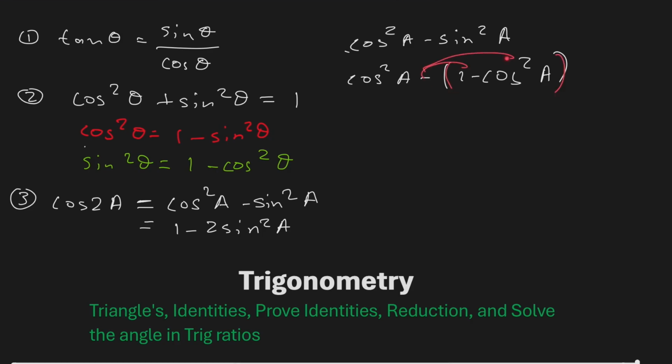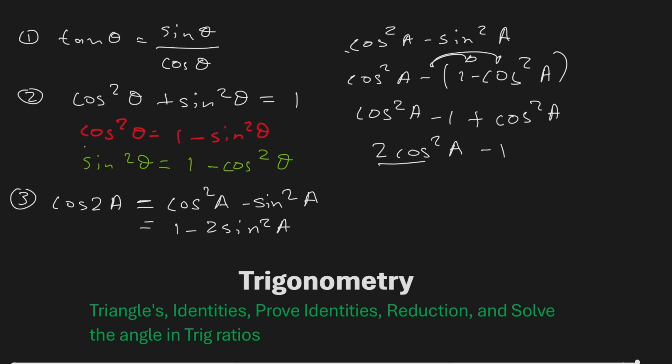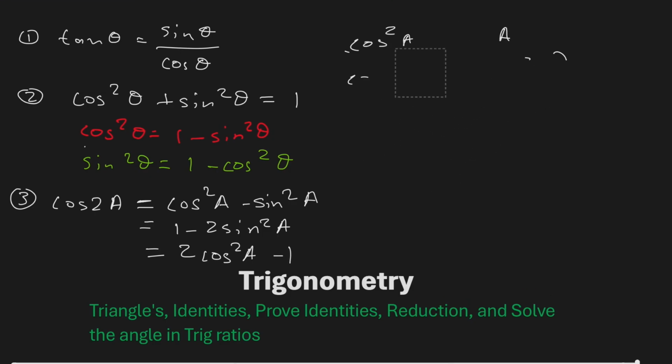If we simplify this, you're going to get cos squared A, and then negative by 1 is negative 1. Negative by negative cos squared is positive cos squared A. So we have cos squared plus cos squared, which gives us 2 cos squared A minus 1. This is also another identity of the double angle of cos. So if we have a double angle of cos, we can also write it as 2 cos squared A minus 1. All these identities are coming from somewhere.